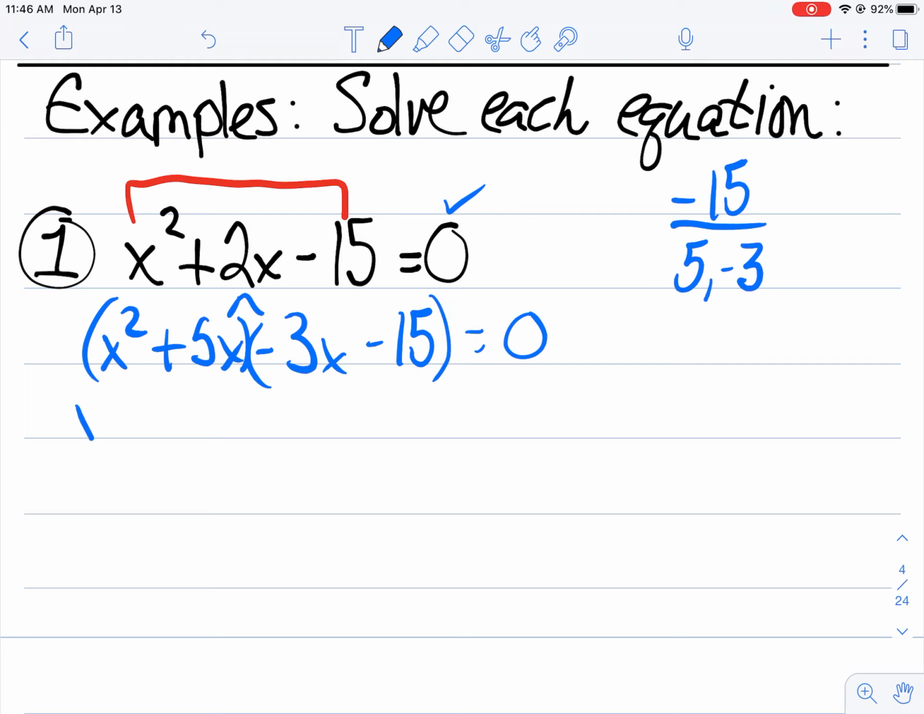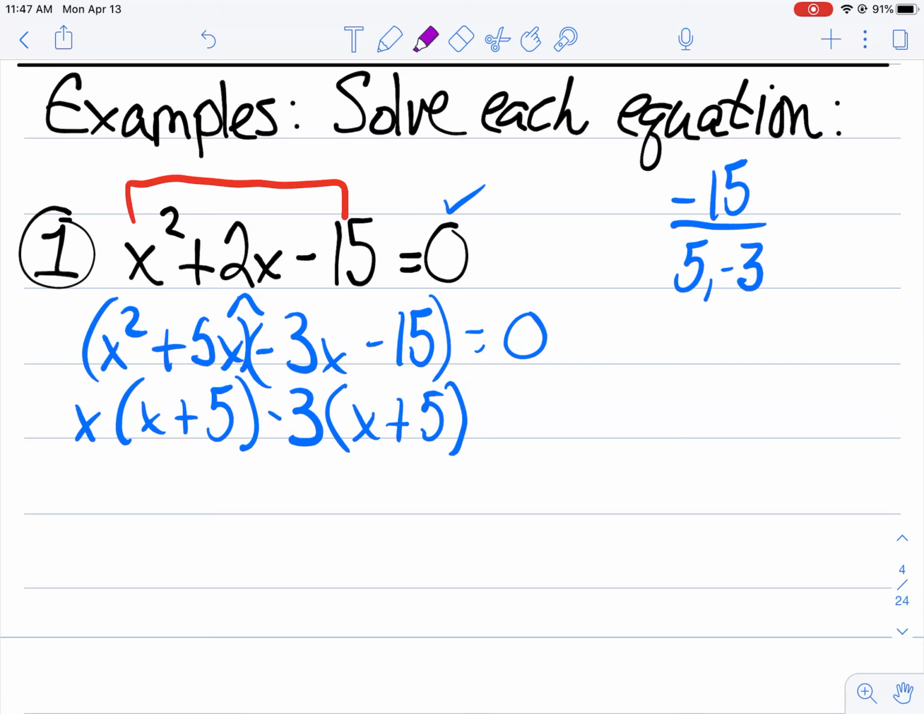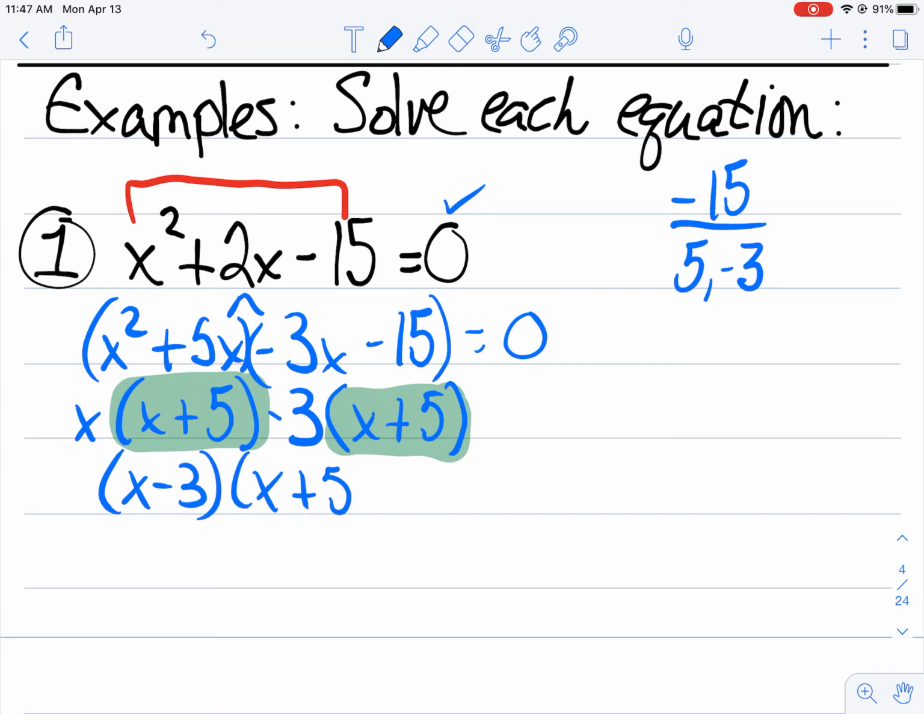So GCF of the first group, we'll have x. Left over, we'll have x plus 5. GCF of the second group is negative 3, because I need to keep the signs the same. So then I'll have negative 3 times x plus 5. All right, and if I notice here, my groups match. This is an x plus 5 here. This is an x plus 5 here. So then my factoring is going to be x minus 3 times x plus 5 equals 0. Okay? That's the factoring part.